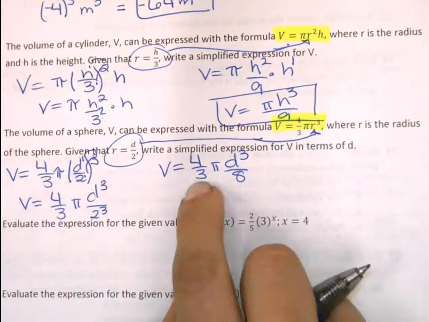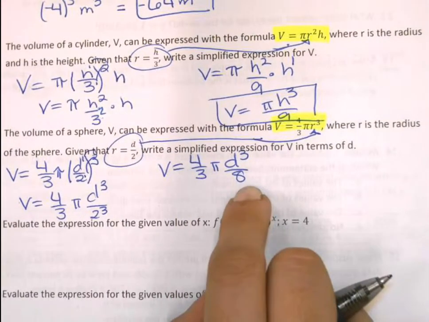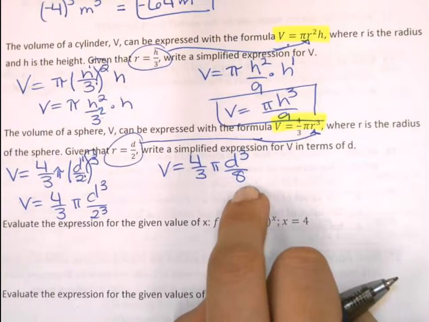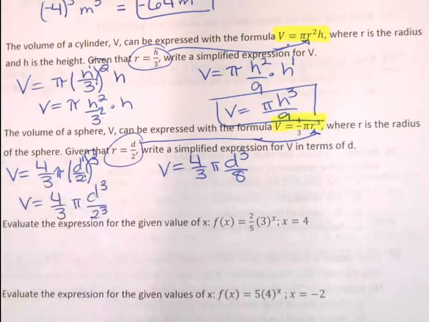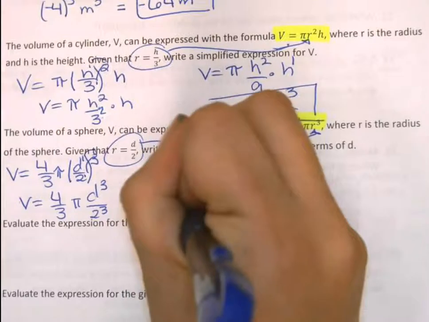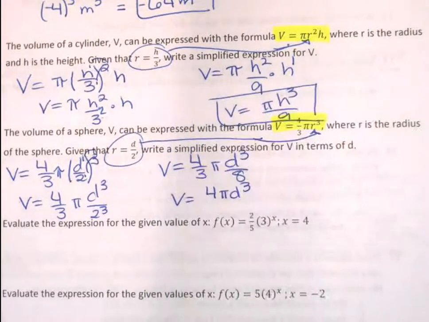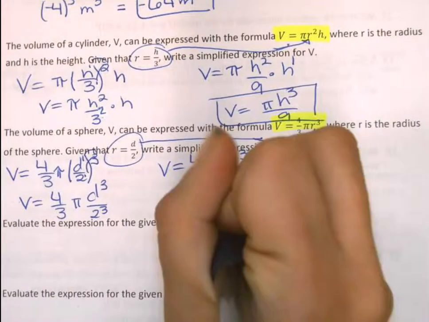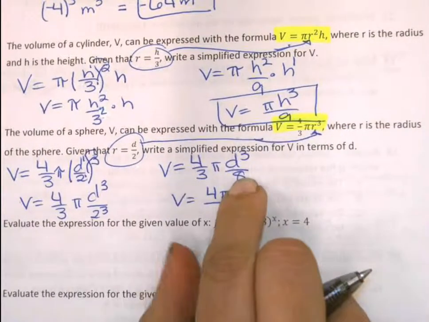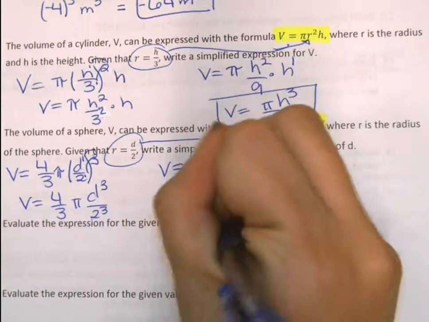Notice, I have 2 fractions here. I have 4/3 and an 8 on the bottom. What I do when I have 2 fractions and all of these are being multiplied together is I multiply straight across. So I have this 4 on top and nothing else to change with it, so I'm going to have 4 pi d cubed on the top. And on the bottom, I multiply 3 times 8. And 3 times 8 is 24.